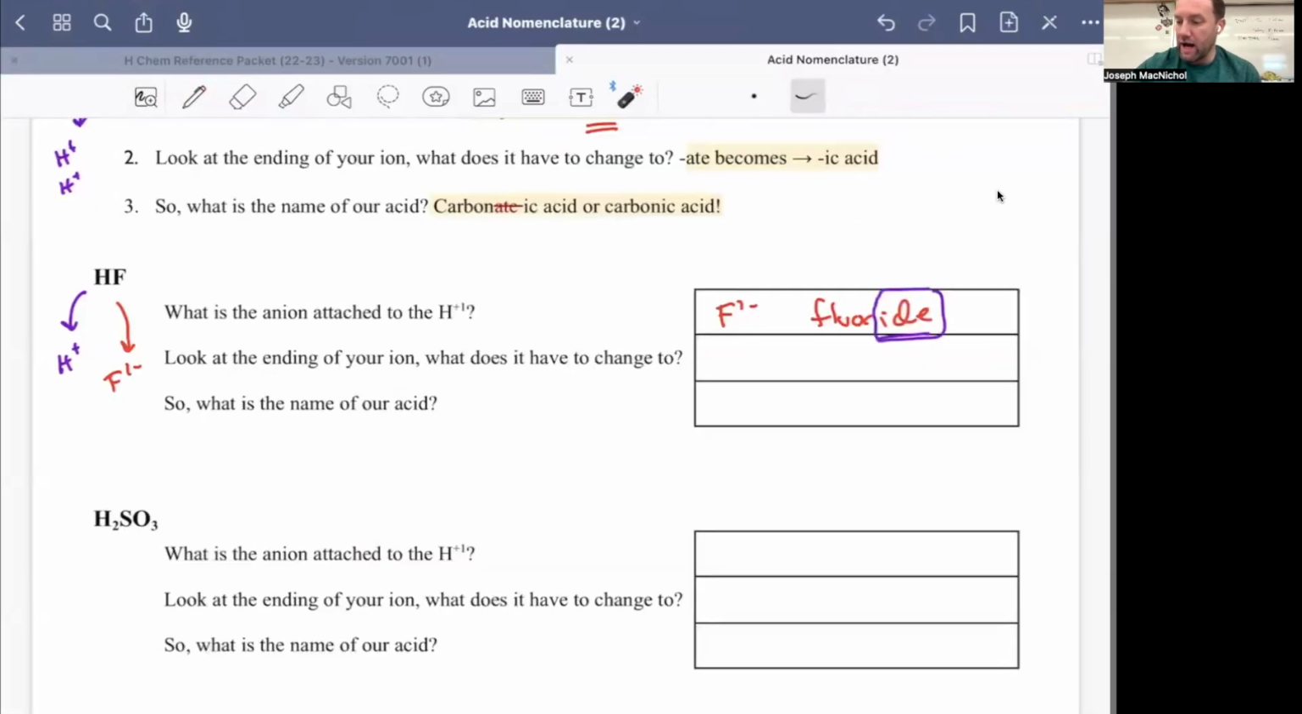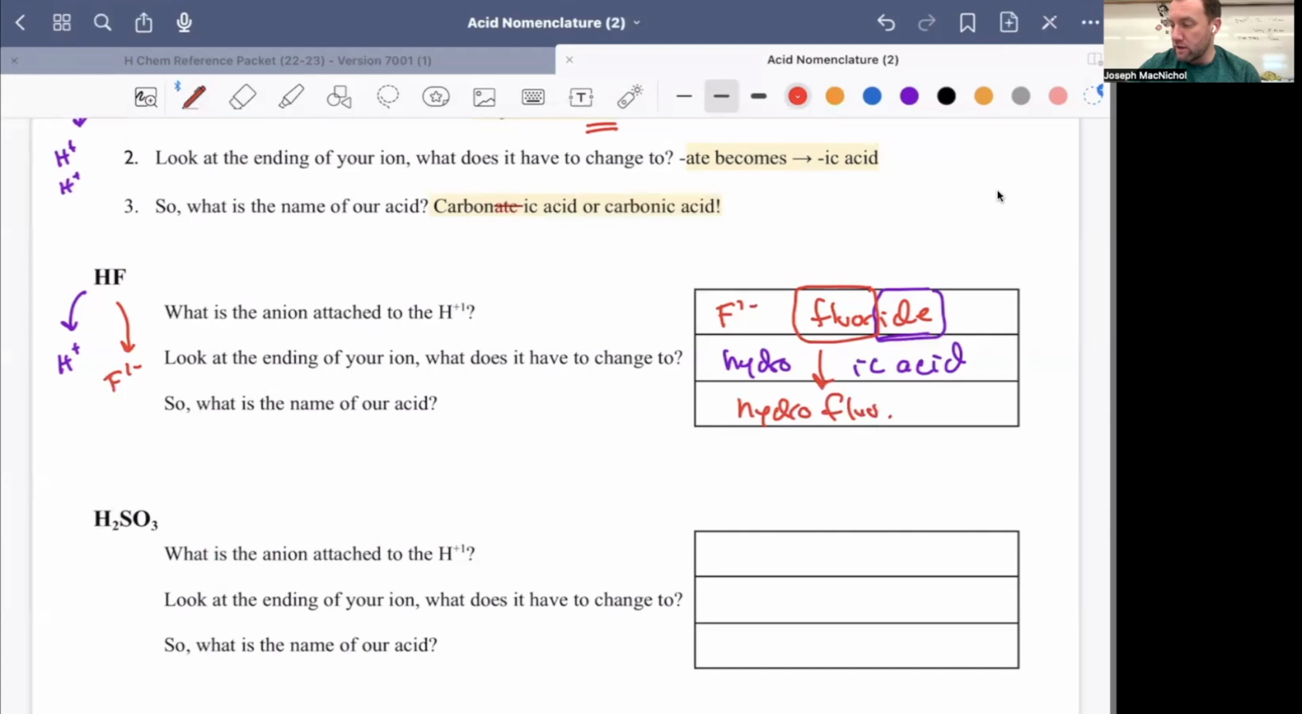So this is going to be a hydro-ic acid. Well, what is the thing we're talking about right now? We are talking about fluor. So that is what's going to go in that gap there, and we're going to get hydrofluoric acid. Okay, let's look at the next one.